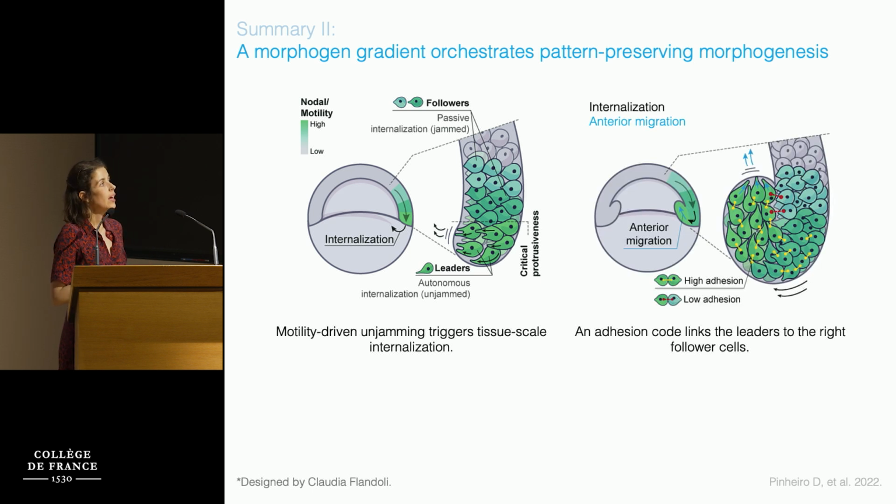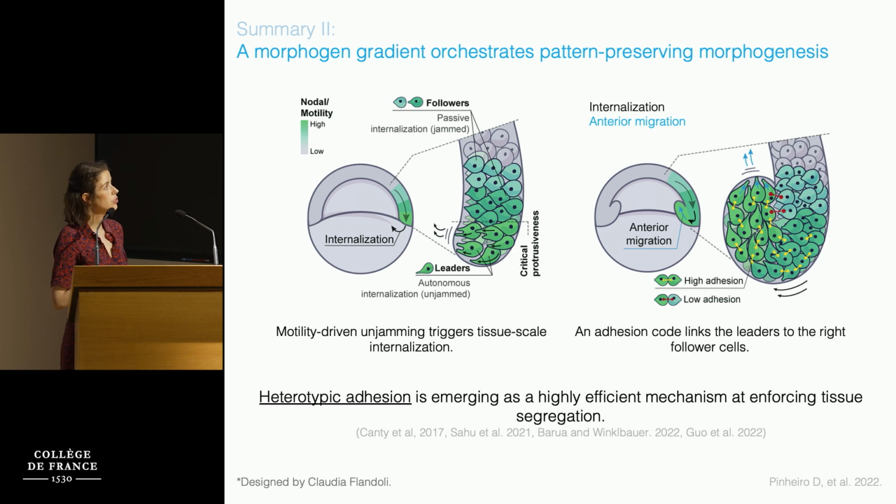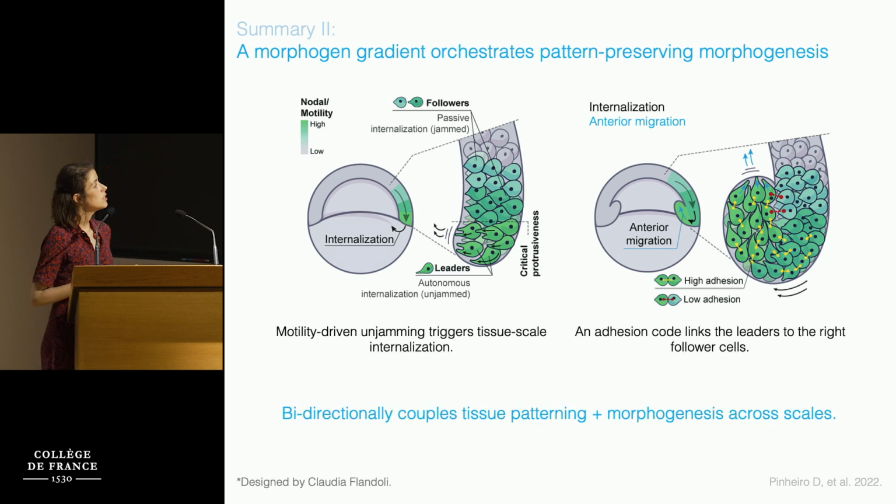But it also sets up an adhesion code that makes sure that the leader cells can pull on the right followers and preserve that order, not just at the start of the process, but throughout gastrulation. And we think this is interesting because heterotypic adhesion has been emerging now in a number of different systems as a really good way to enforce tissue segregation, much better than adhesion gradients. So we're interested now in exploring and understanding that further because it doesn't seem to be a specific feature of zebrafish gastrulation. And of course, the idea here is that we have a framework where a morphogen gradient couples tissue patterning to morphogenesis across scales.